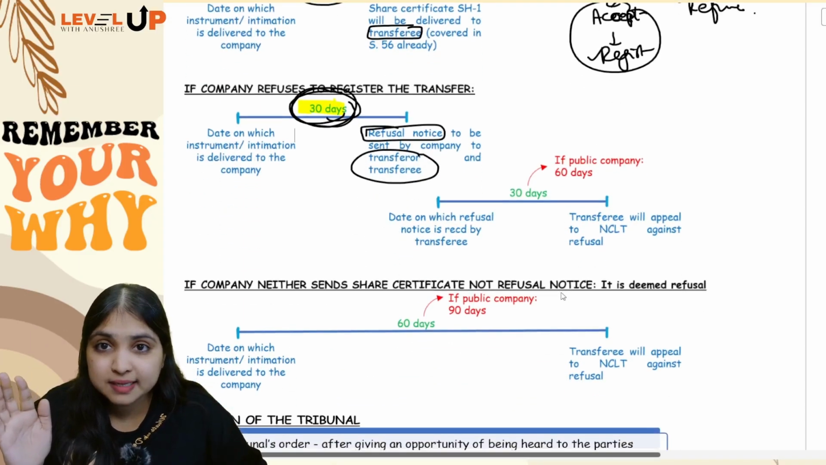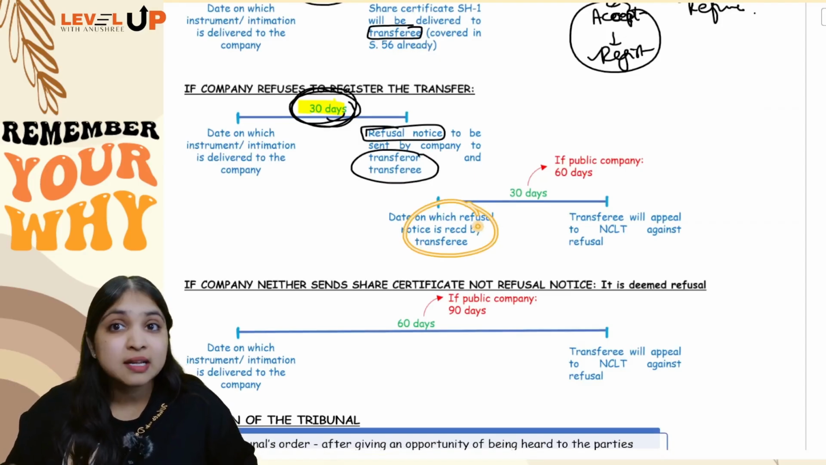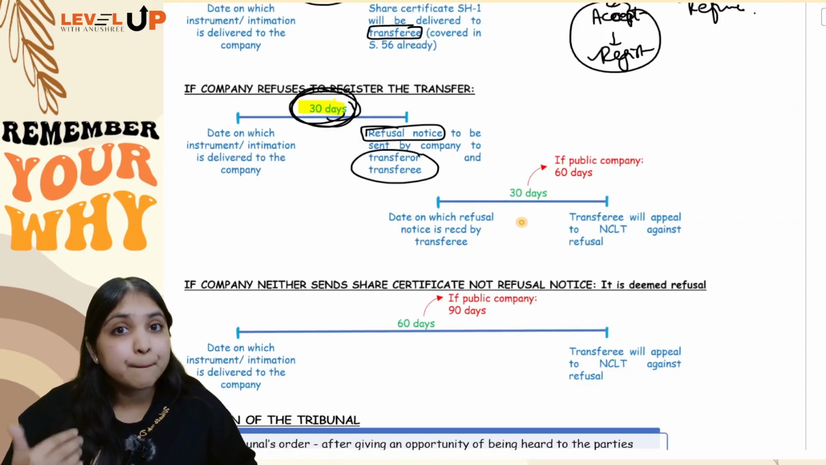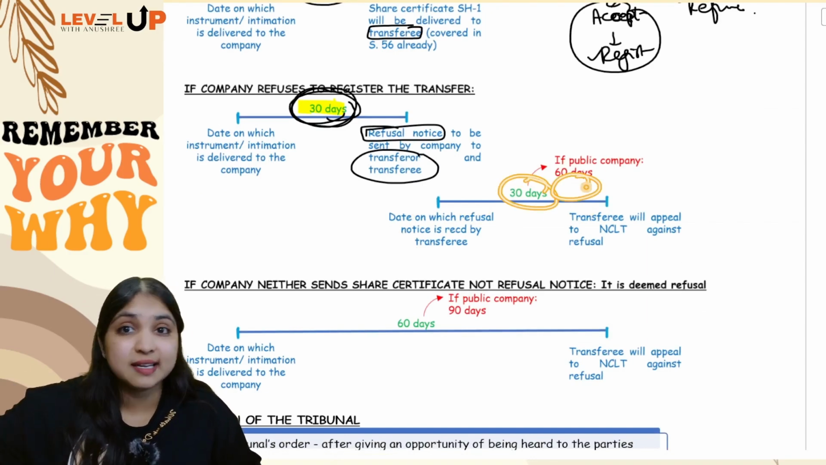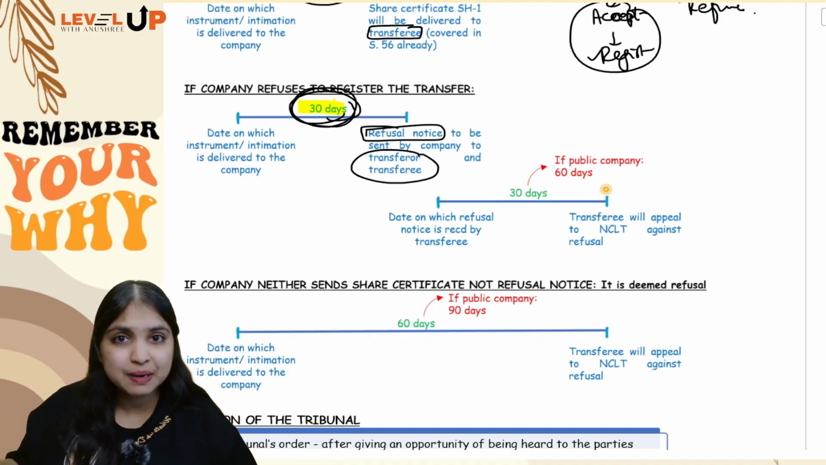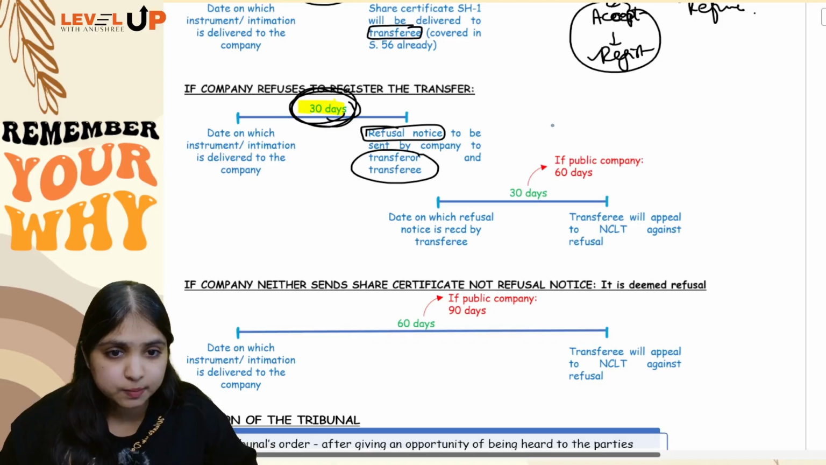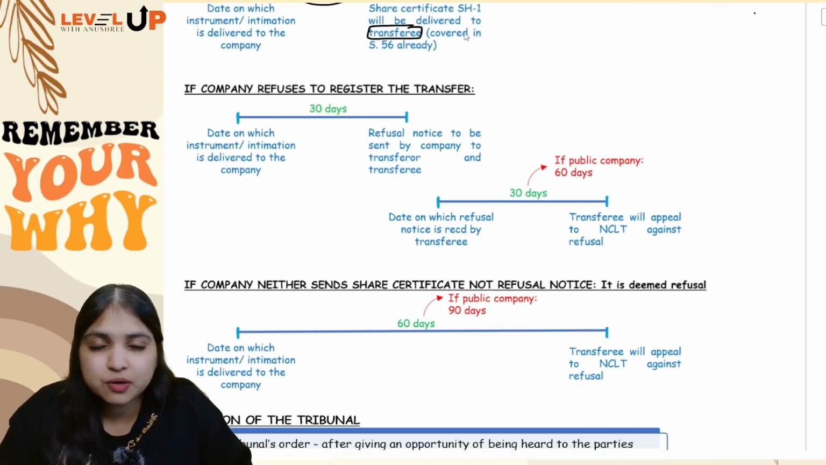Now once a company sends a refusal notice, and the transferee receives it, the transferee can file an appeal before NCLT within 30 days in private companies, within 60 days in public companies. You remember this whole thing, guys? Yes, so the whole time limit is pretty simple. Listen to me everybody. What are we discussing right now? We are discussing the time limits relating to refusal to register the transfer.